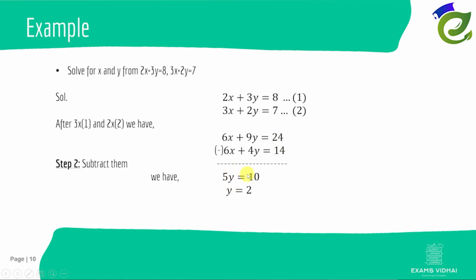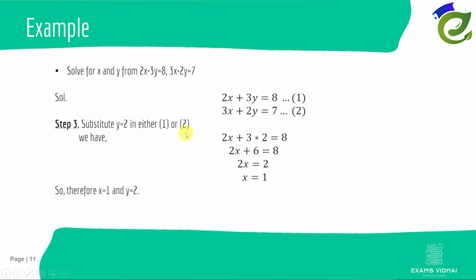So we are having a linear equation with a single variable. Divide both sides by 5, and we get y equals 2. Now I got y equals 2. I can substitute y equals 2 in either this equation or this equation. I'm going to substitute in number 1. So 2x plus 3 into 2 is 8. 2x plus 6 is 8. So x becomes 1. This is also a simple equation with a single variable. So therefore we got x equals 1, y equals 2. So that's how we are going to solve the questions.